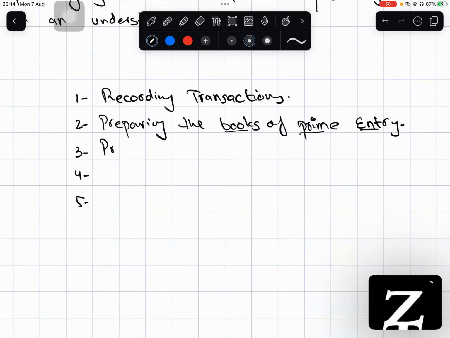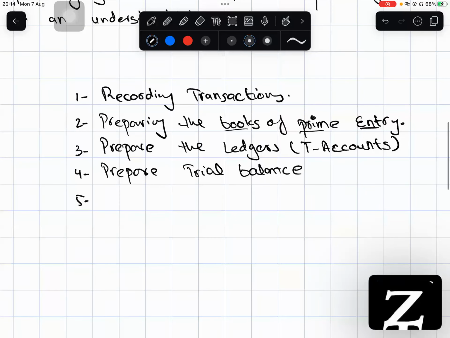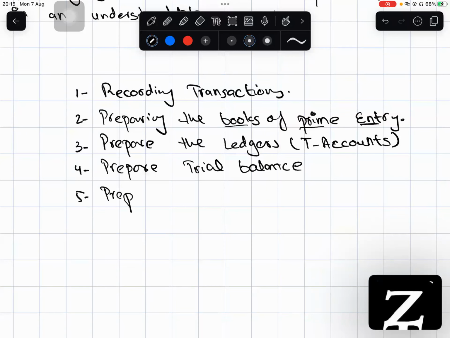The third thing that the accountants do is that they prepare the ledgers. Ledgers are also called T accounts. The fourth thing that they do is that they prepare the trial balance. And the last thing which they do is they prepare financial statements.